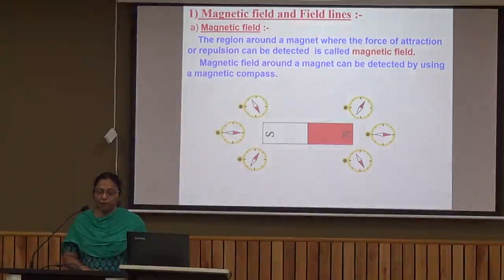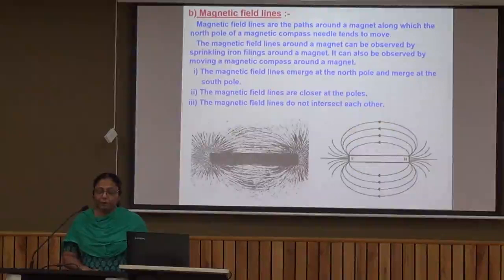What are field lines? The magnetic field around a magnet can be detected by using a magnetic compass. The magnetic field lines are the path around a magnet along which the north pole of a magnetic compass needle tends to move. And it has 3 basic, fundamental properties.